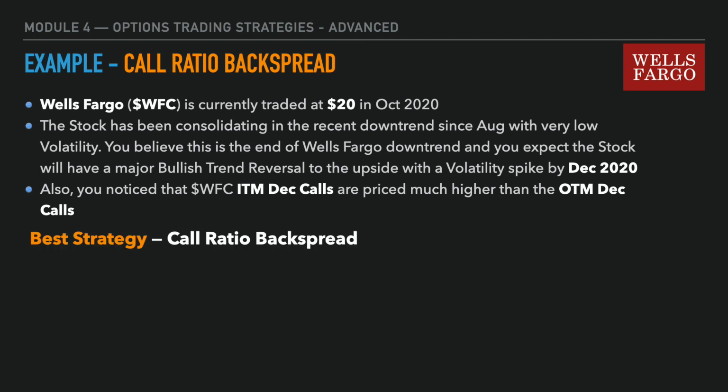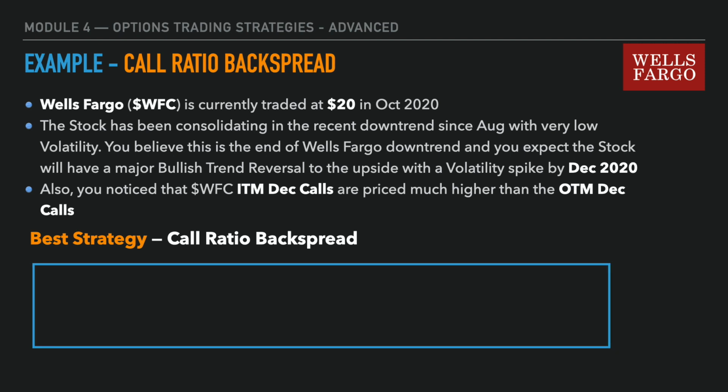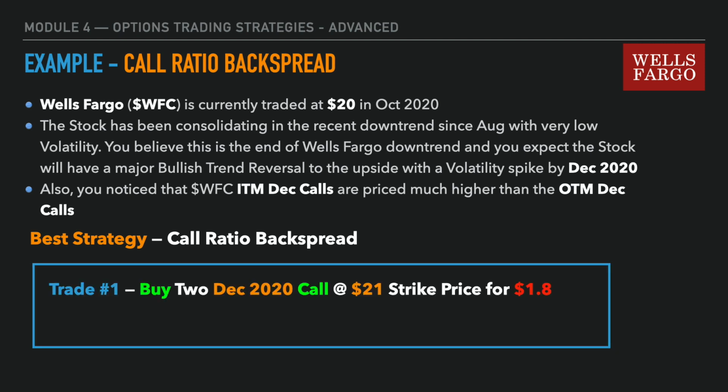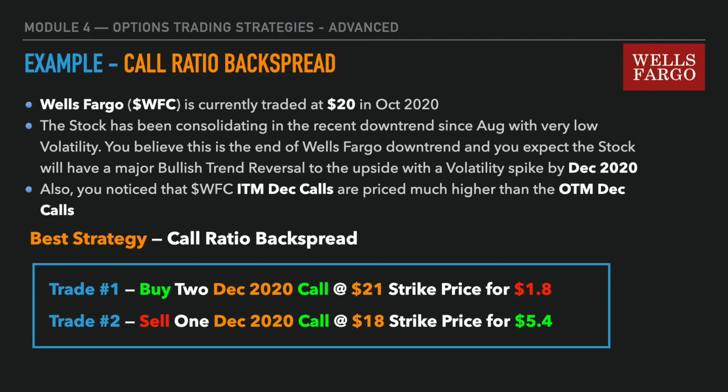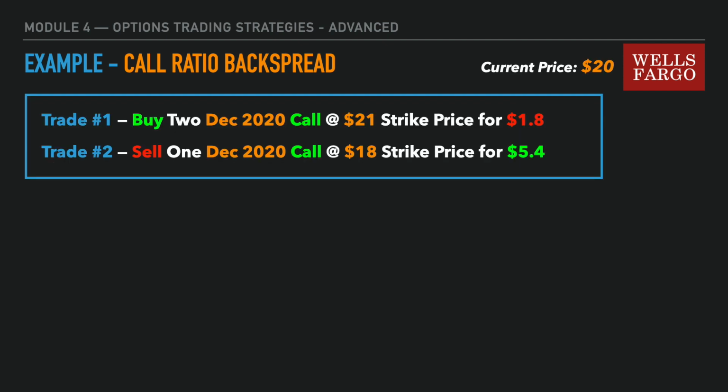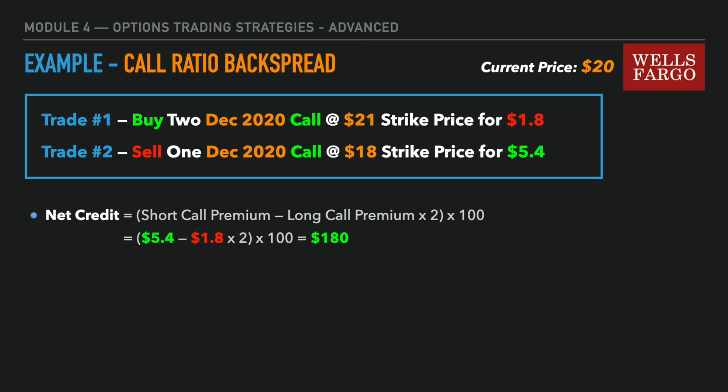The best way to profit from such market opportunities is to use call ratio backspread, and this is how it works. First, you buy two of Wells Fargo's December 2020 call options at a $21 strike with the premium of $1.8 per contract. Second, you sell one December 2020 call option at an $18 strike with the premium of $5.4 per contract. So after you complete this call ratio backspread trade, you will actually have a net credit of $180 instead of a net debit, because the premium you sold from your second trade leg is actually higher than the premium you paid in your first trade leg.